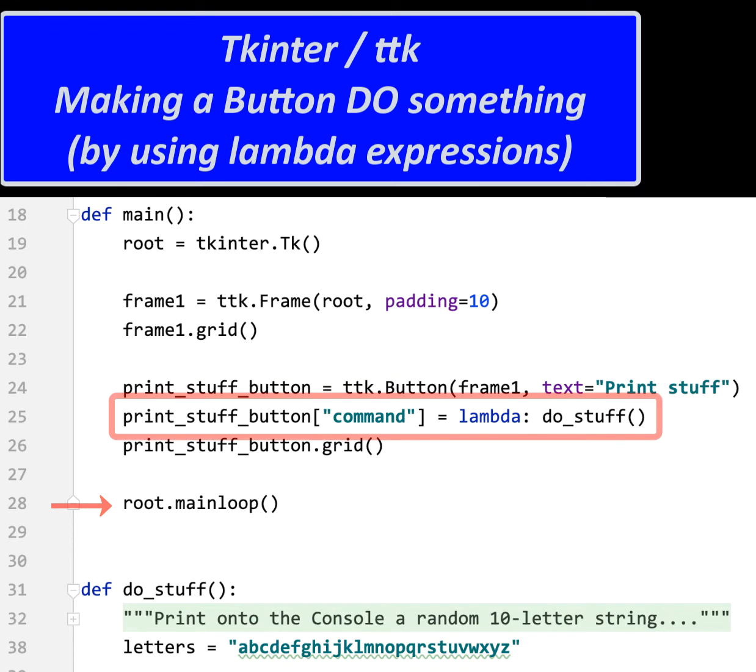Now line 25 is the new line. We want to examine first the left-hand side of that line and then the right-hand side of that line. Let's start with the left-hand side. That's the notation for saying that when the print stuff button is pressed, the thing to do, the command, is to be the thing on the right-hand side. The notation must be exactly like that. It's called dictionary-like notation. It's very similar to the notation for a list, except that in the square brackets you don't put a number, you put a string.